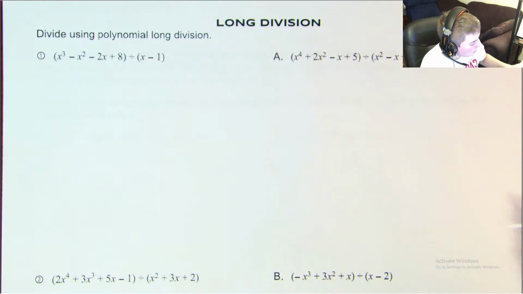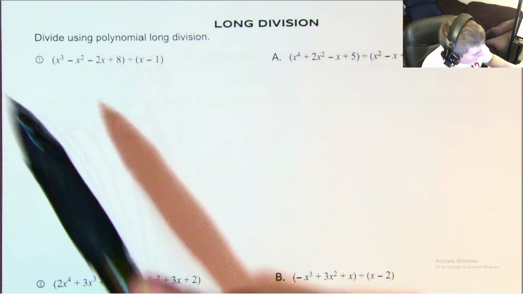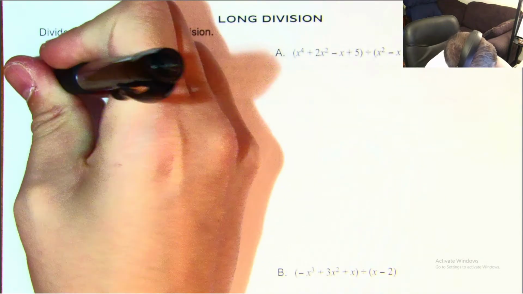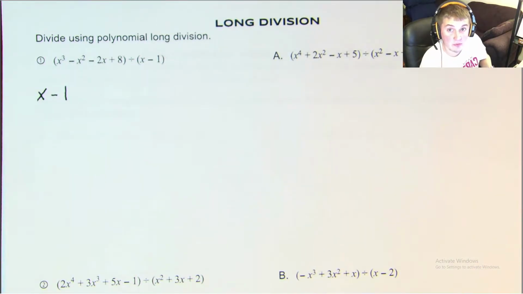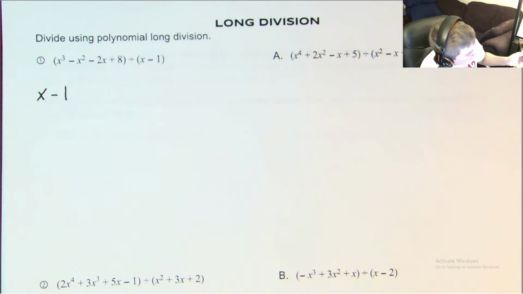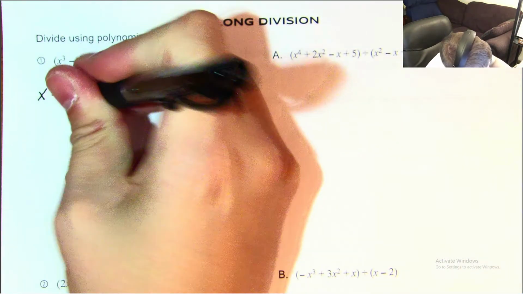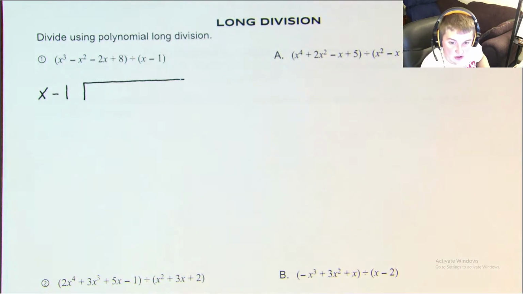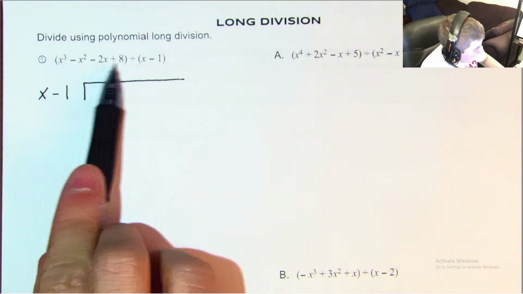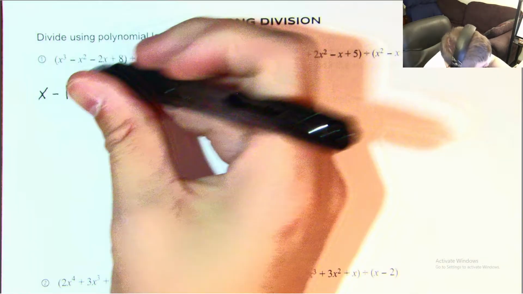Okay, so what you're going to do is take what you're dividing by and put it outside. It's going to be set up exactly like a long division problem when you're using traditional numbers and doing that standard algorithm. Then I'm going to put the long division bar, and I'm going to take what I am dividing inside here.